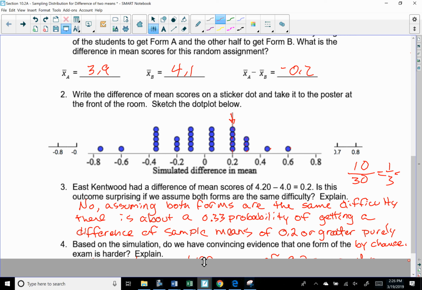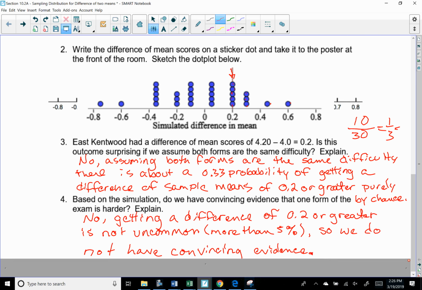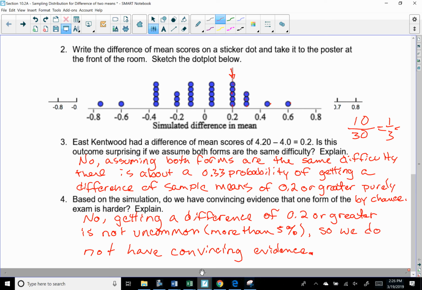And we can say no. Getting a difference of 0.2 or greater is not uncommon. So in this case, more than 5%, way more than 5%. We got like 33%. So we do not have convincing evidence. Right? It doesn't happen by chance.